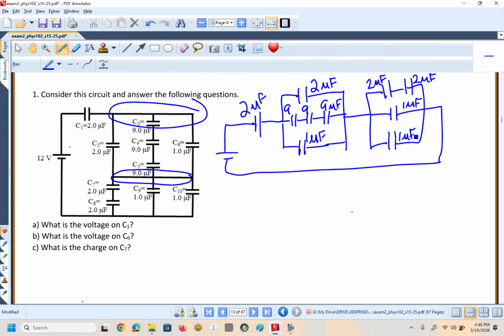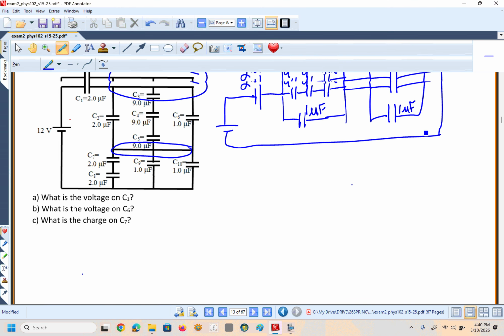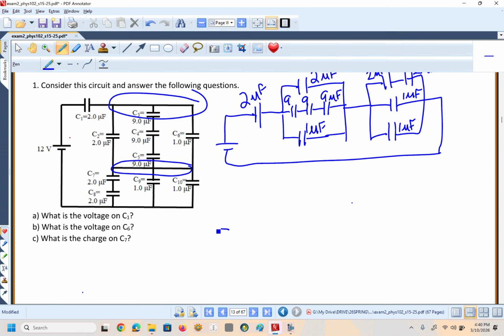I really recommend that you draw these out, especially if you make a mistake early on and then you propagate it through. If you draw the individual circuits, it'll help me to track through your mistake. But if you don't do that, I won't be able to see your mistake and I won't know what you did.